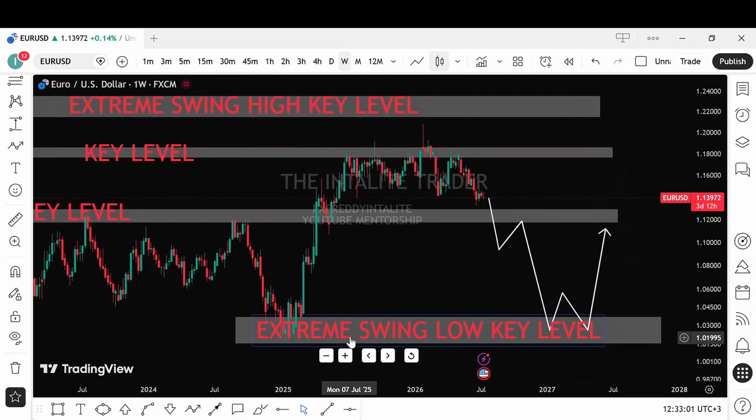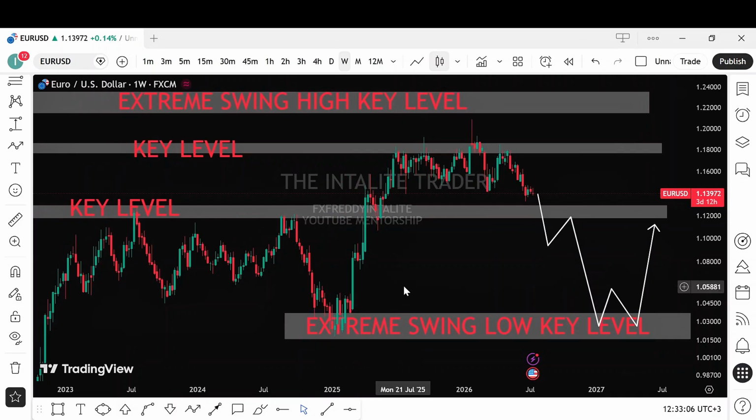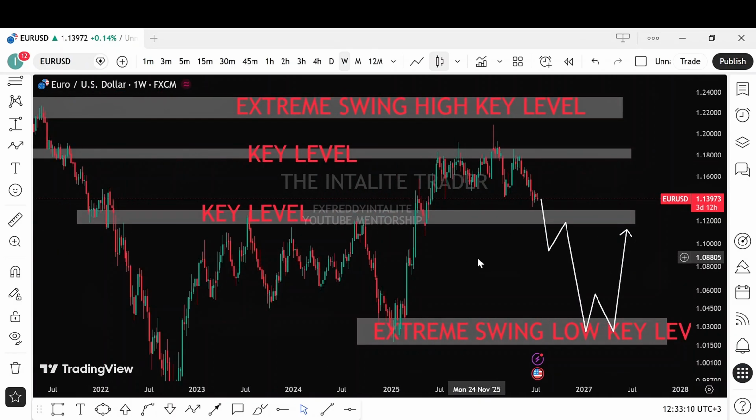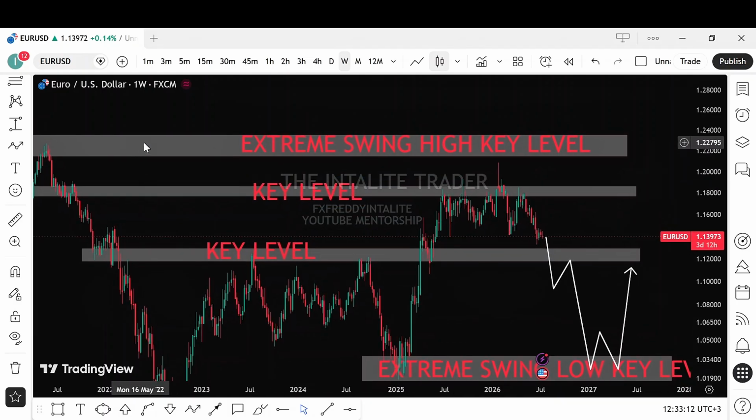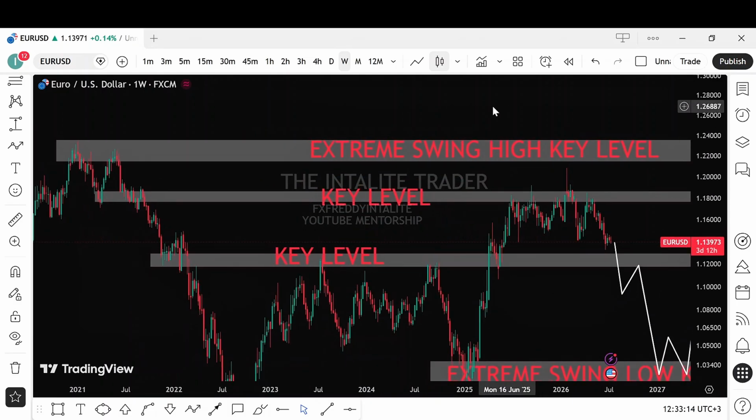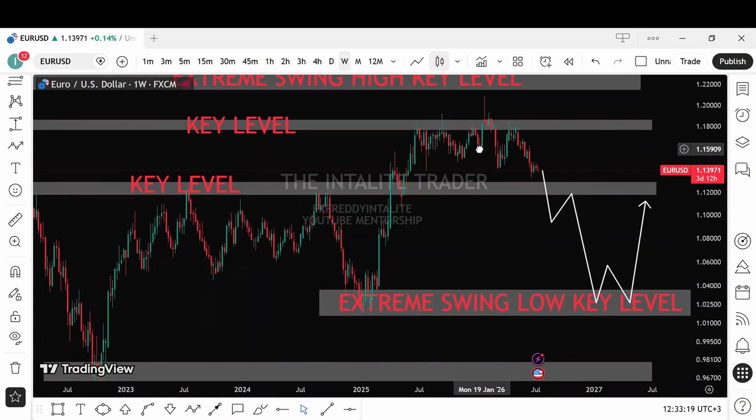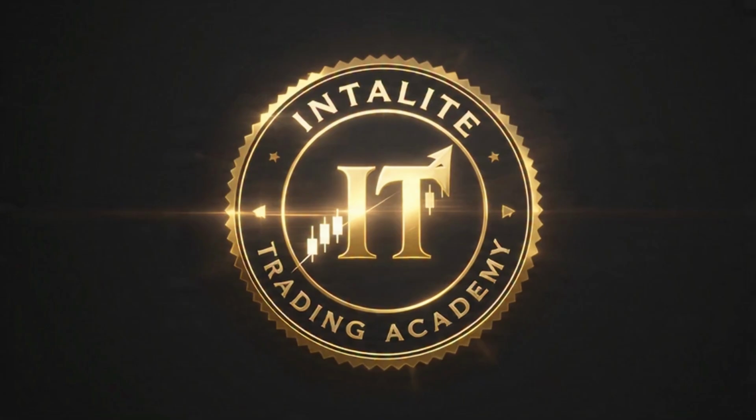So this is what we call an extreme swing low, the lowest price point where price has been in recent times. And this is the highest price point where price has been in recent times. So these are high quality reversal points.